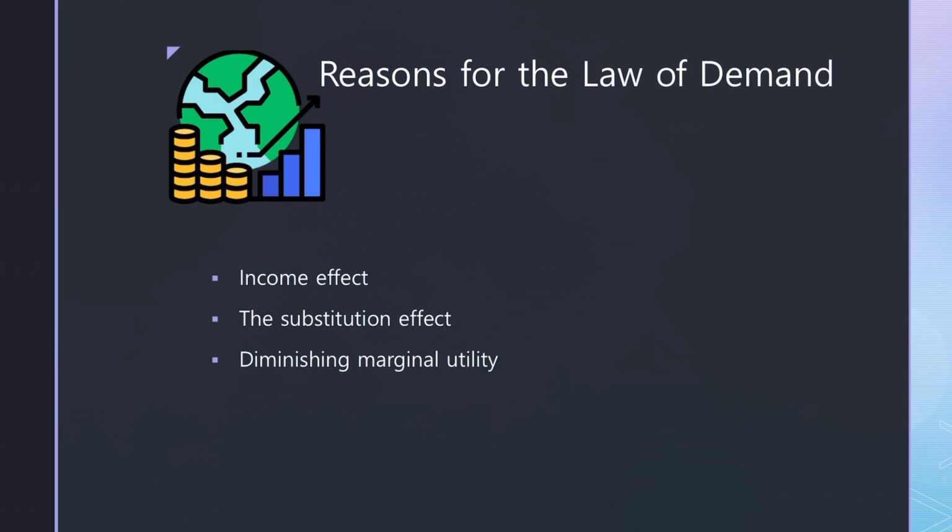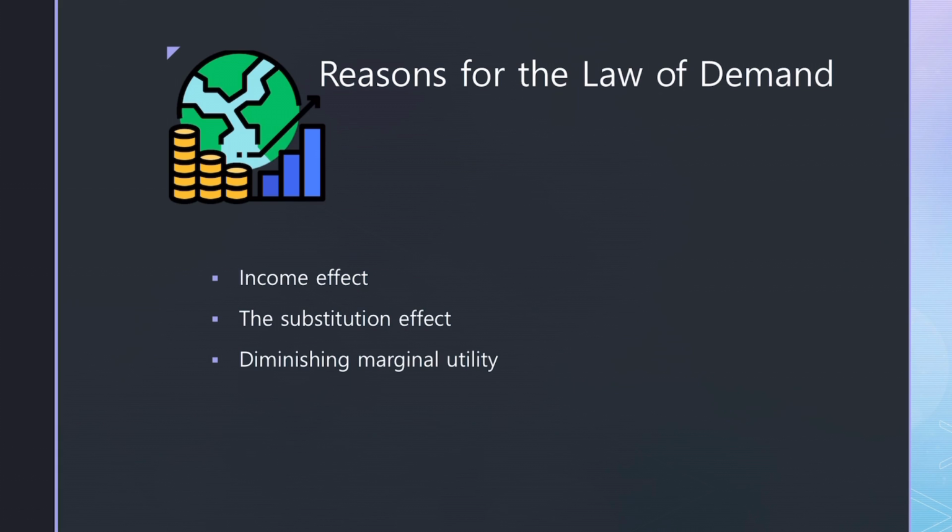So what are the reasons for the law of demand? We have the income effect, the substitution effect, and diminishing marginal utility. Simply speaking, the income effect is that when prices fall, consumers can afford to buy more of a particular good or service, but when prices rise, they won't be able to do so. So the quantity people will buy of a product will decrease.